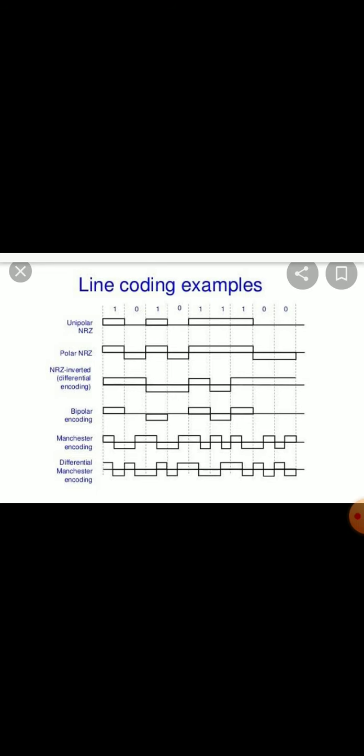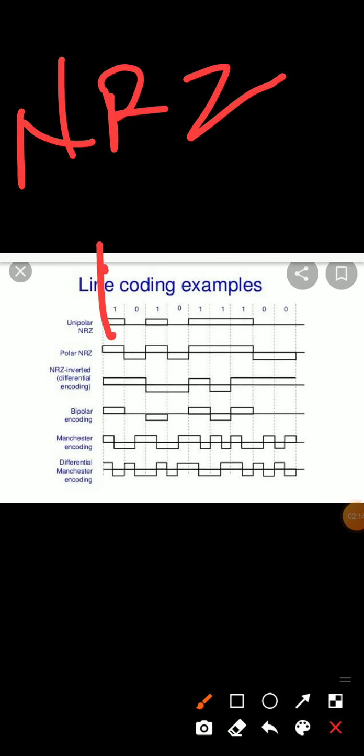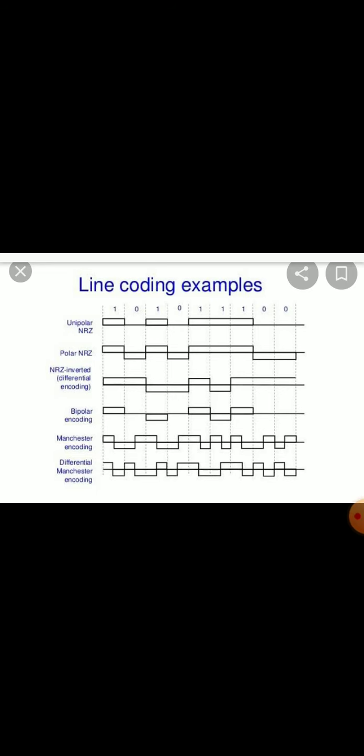First one is non-return to zero, that is NRZ. Second one is RZ, return to zero. So what is unipolar non-return to zero?